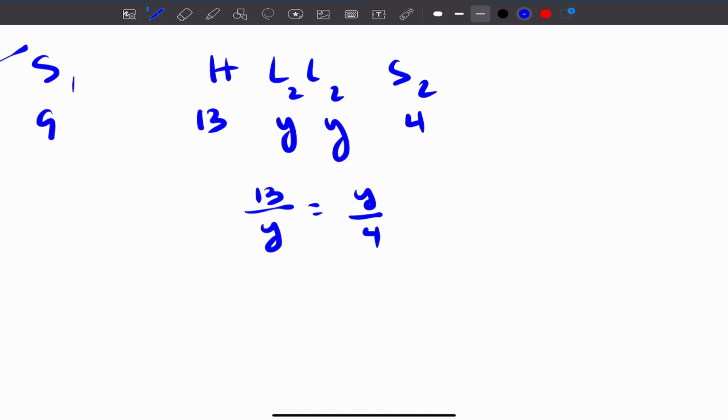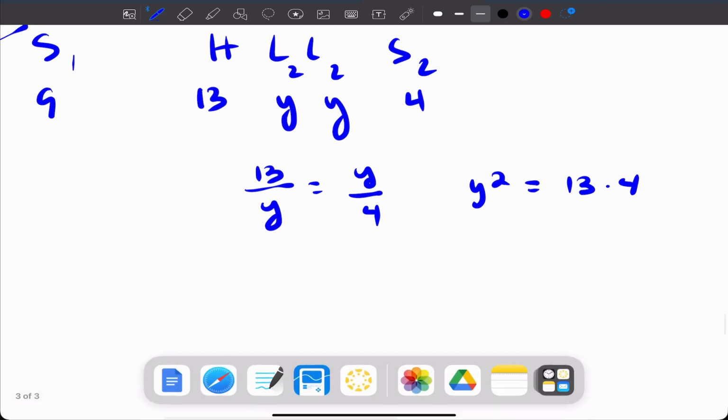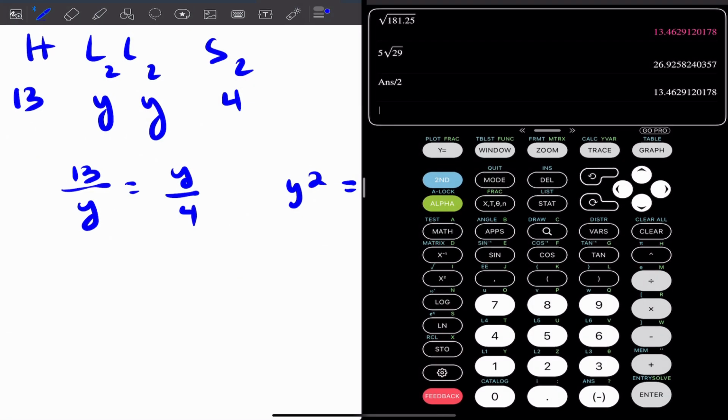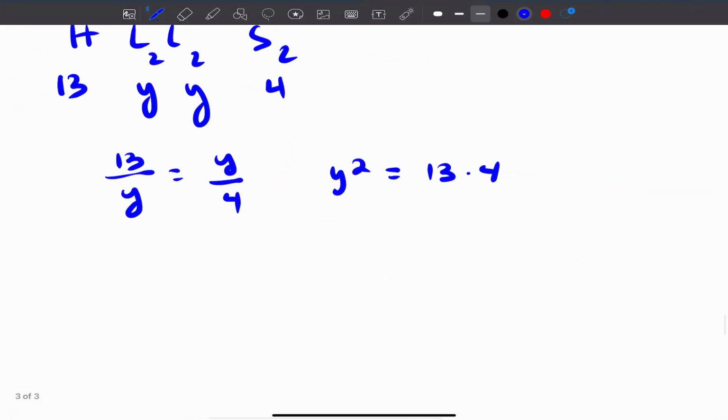So I have y times y, which is y squared, which is equal to 13 times 4. What is 13 times 4? That is 52. Actually, what am I doing? I don't necessarily need to multiply this. Why? I'm going to take the square root here.